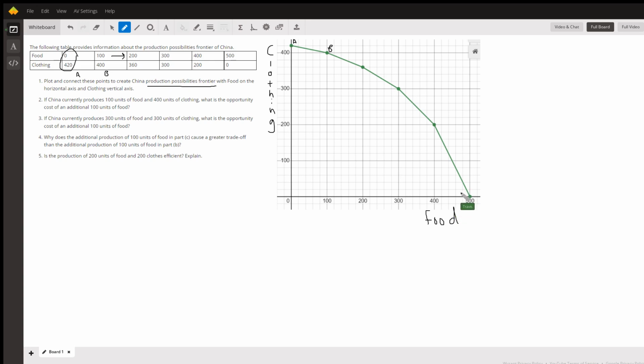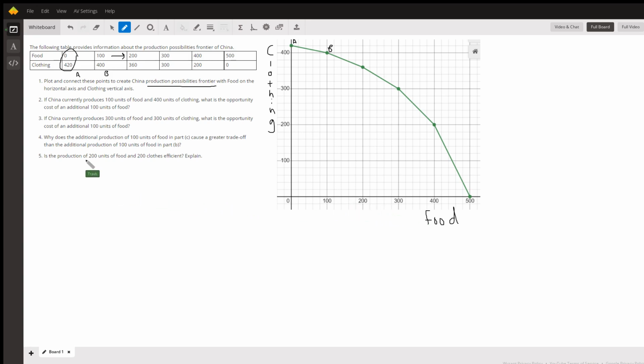And the reason is because the resources used for food and clothing are not the same. So when I have different resource input requirements, or what I need to produce one or the other is different, then I'm going to have an increasing opportunity cost the more of one I produce relative to the other.